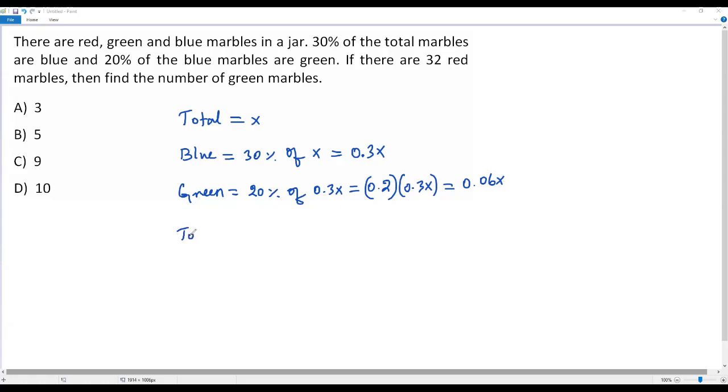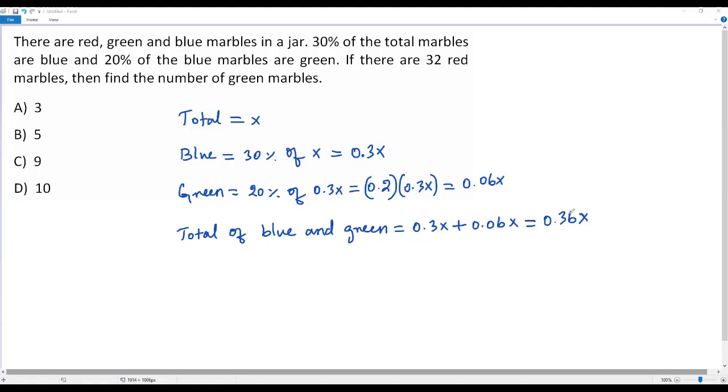Now let's find the total number of blue and green. Let me write the stuff over here. Total of blue and green. To get the total number of blue and green marbles, we have to add 0.3x and 0.06x. Let me write over here. 0.3x positive 0.06x. When I add them, I am getting 0.36x.